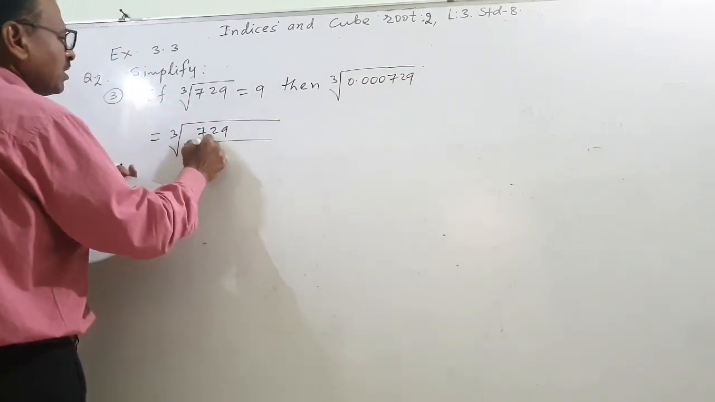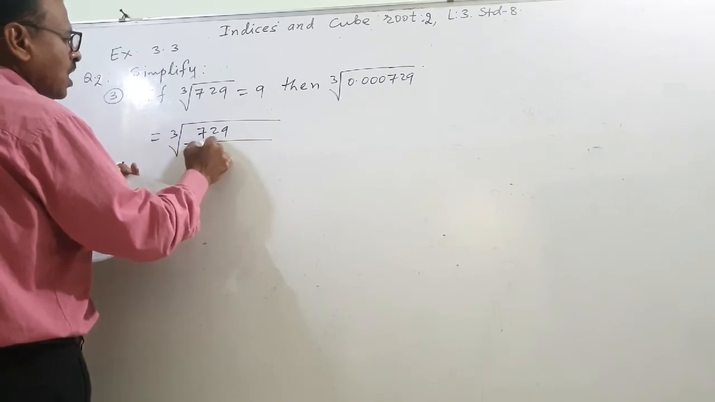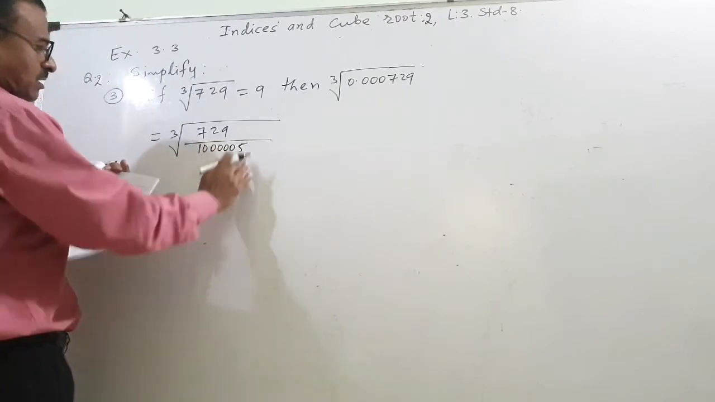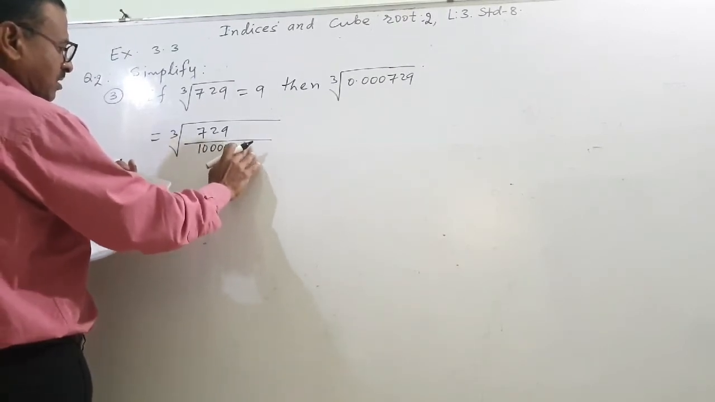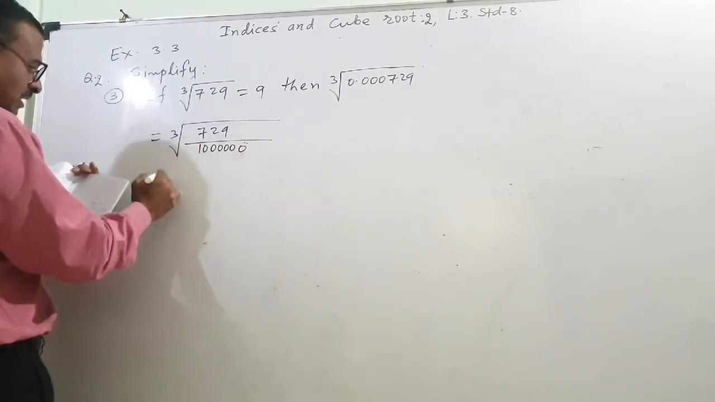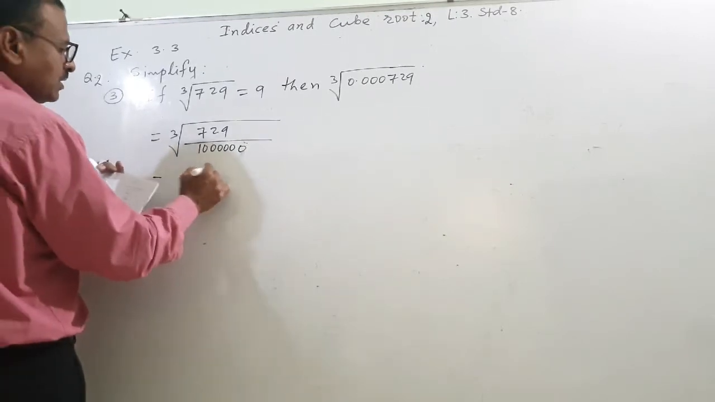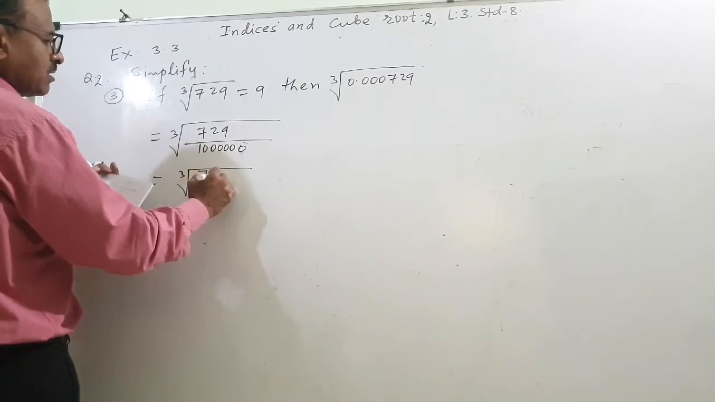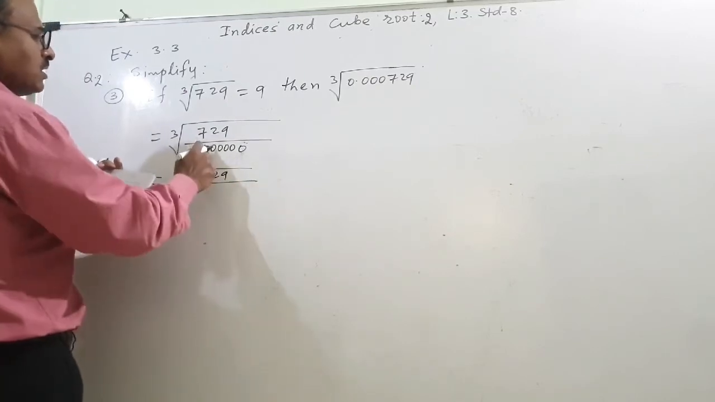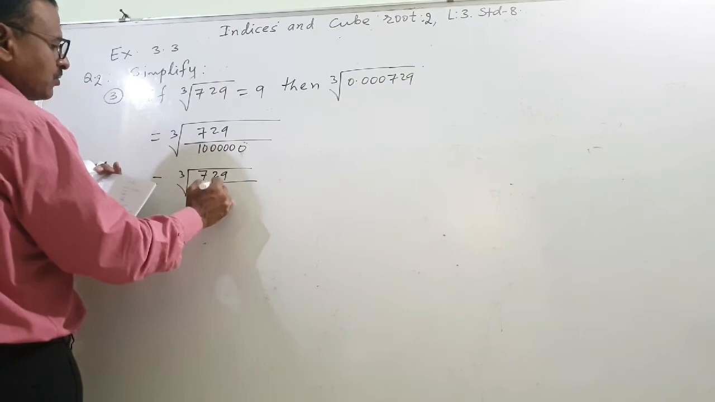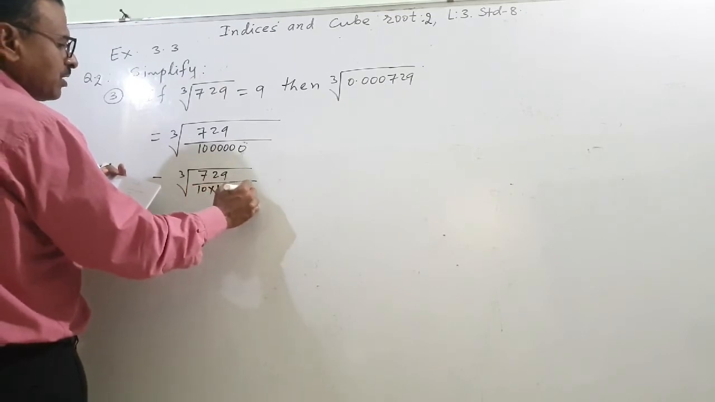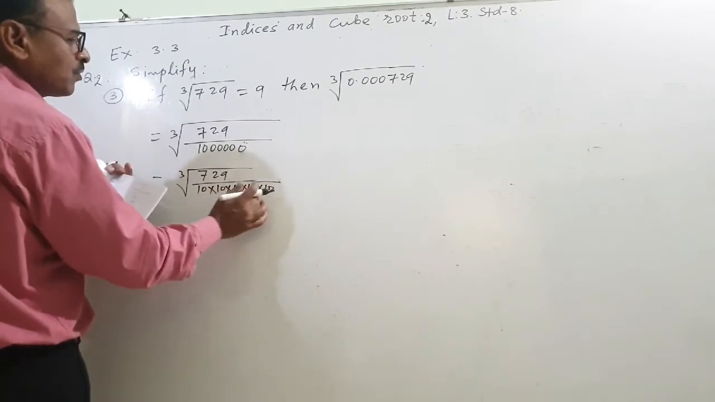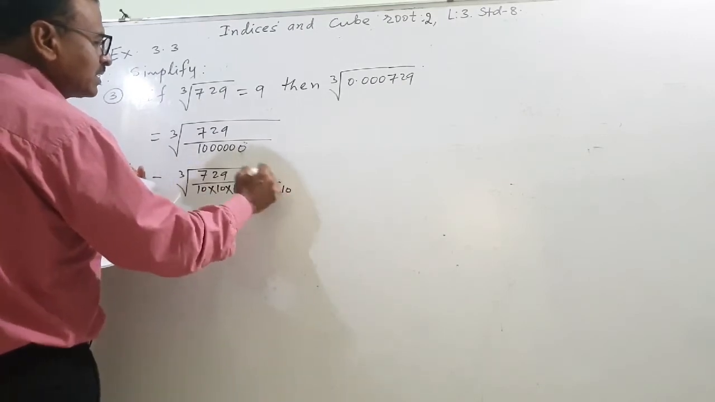So 10, 1 2 3 4 5 6. This way you will write. That is equal to cube root of 729 upon this, how many times? 10 into 10 into 10 into 10 into 10. How many? 2, 4, and this will be the sixth one.